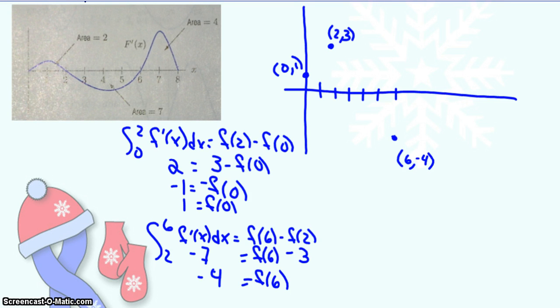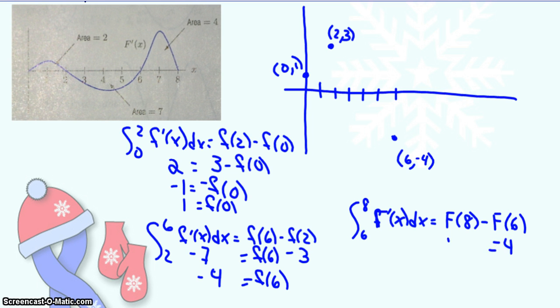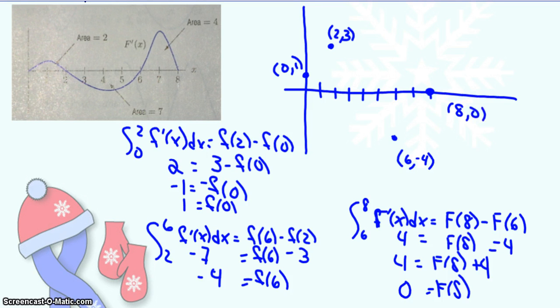Okay, so now we need another point. We have more work to do. Hold on. Okay, integral 6 to 8 of F'(x) dx equals F(8) minus F(6). We recently learned F(6) is negative 4. So I have negative 4 over there. This area is 4. So 4 equals F(8) plus 4. Subtract the 4, F(8) equals 0. Bing, bing. There we go. So we've got (8, 0).